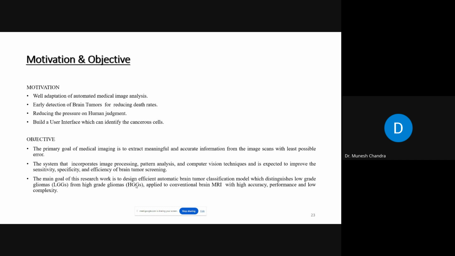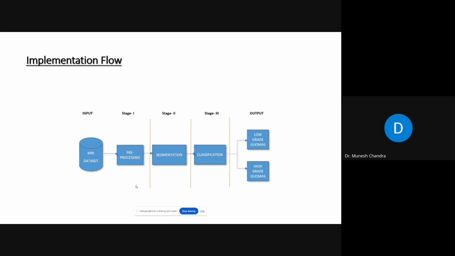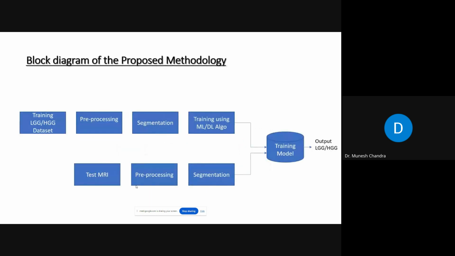The basic objective of this research is to extract meaningful and accurate information from the MRI images and do image pre-processing, segmentation, and other approaches, so that we can identify the disease and grade whether it is low grade or high grade. So this is the flow we have already discussed. First we will take the MRI data set as an input. After that, we will do pre-processing, segmentation, classification, and after that we can decide whether it lies in low grade or high grade.